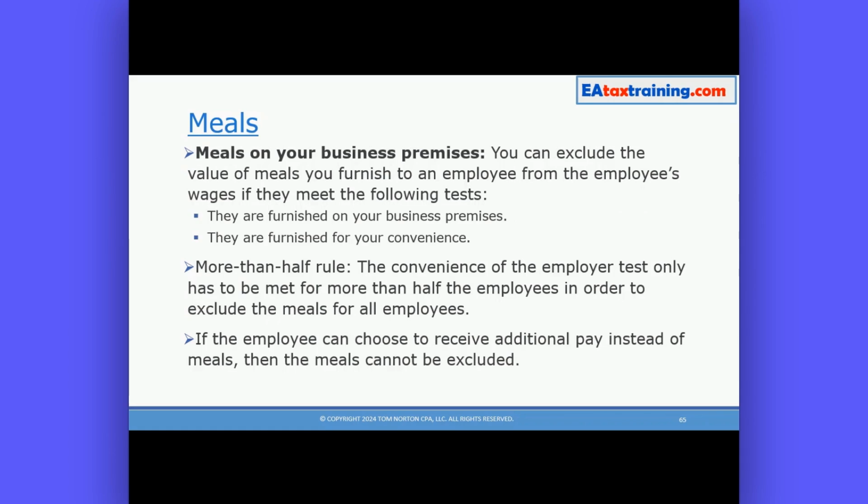So as long as you're doing this for the convenience of more than half of your employees, then you can exclude the meals for all employees that you provide on premises. Again, this could be, for instance, a cafeteria. As long as you meet this test, you can exclude the value of those meals, even if that cafeteria does not meet or exceed its expenses. In other words, even if it's operating at a loss, you can still exclude those meals from the employee's pay as long as you meet these tests.